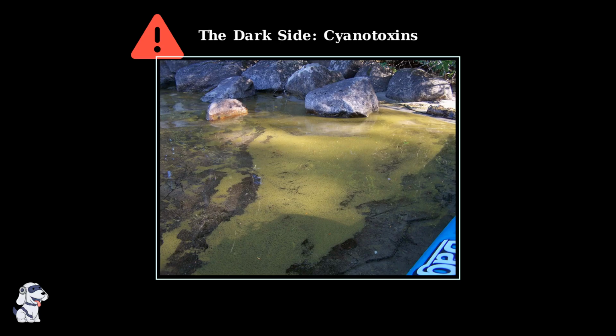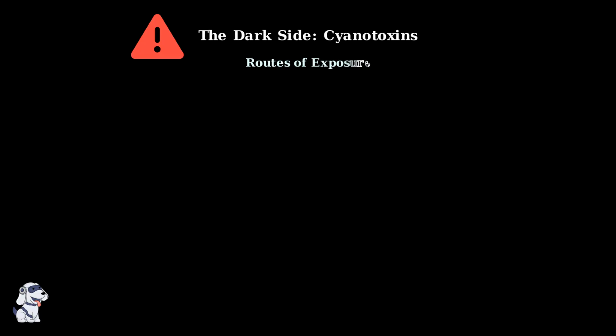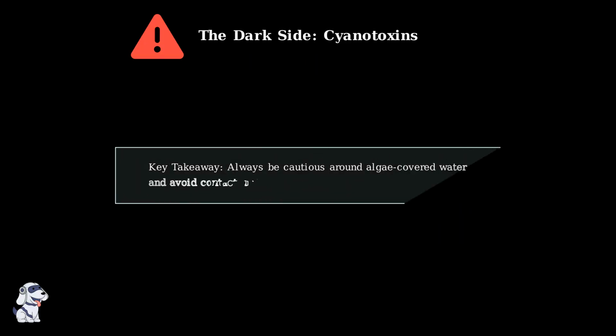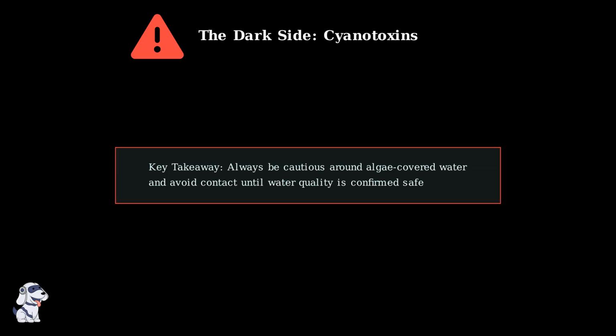Here's what cyanotoxin-producing algae can look like in real water bodies. This algae-covered water may appear harmless, but it could contain dangerous levels of cyanotoxins. Humans and animals can be exposed to cyanotoxins through three main routes: drinking contaminated water, direct skin contact during swimming or bathing, and inhaling water droplets containing the toxins. The key takeaway is to always exercise caution around water bodies with visible algae growth. Avoid swimming, drinking, or allowing pets to drink from such waters until water quality testing confirms they are safe.